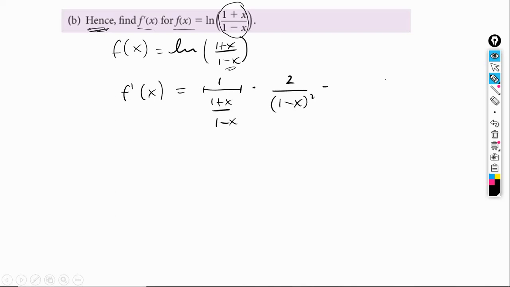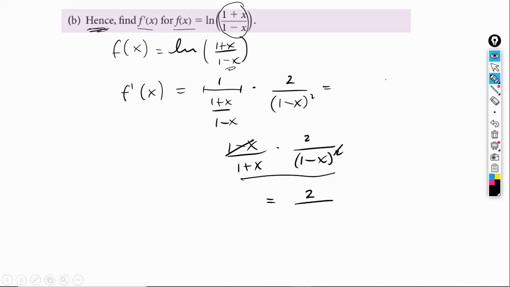Okay, so then, because this is a reciprocal, we're going to get that this is the same as 1 minus x over 1 plus x times 2 over 1 minus x squared. Now here this is going to cancel out with one of these, and then we have a difference of squares here. So this is going to give us 2 over 1 minus x squared. So this would be the derivative of f of x.